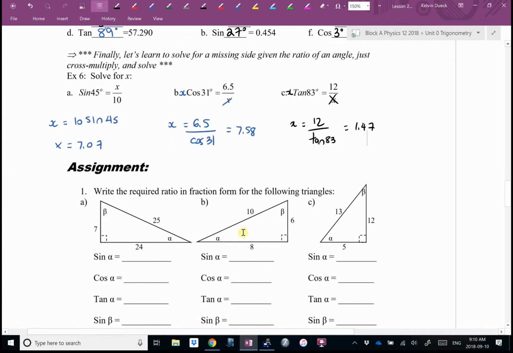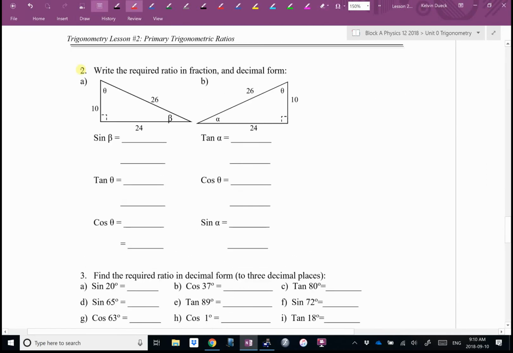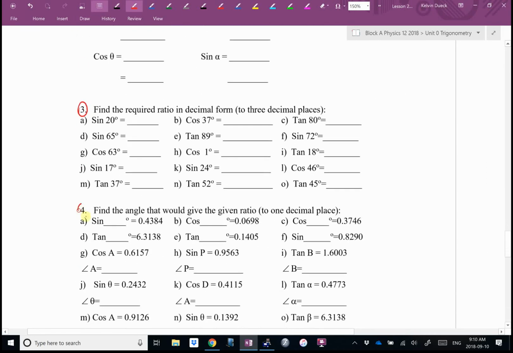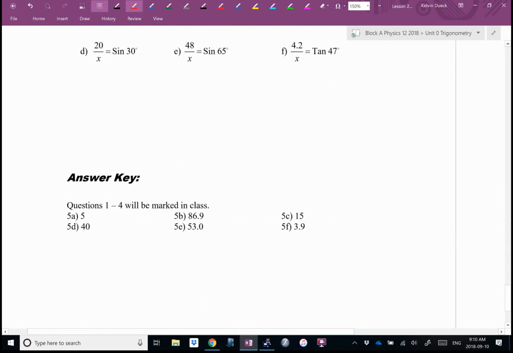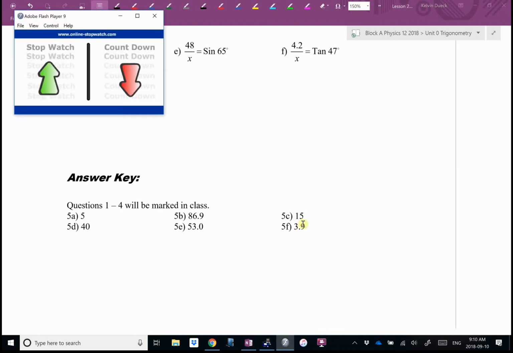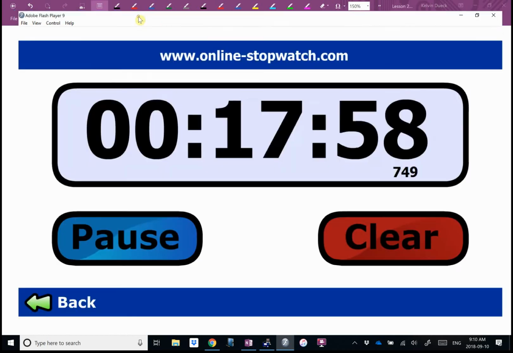What's your homework? Number 1, 2, 3, 4, 5. Yeah, I'm assigning all of it. It says questions 1 to 4 will be marked in class. I'll go over the answers either later on in class today or first thing tomorrow, probably towards the end of class today. So let's do this, Mr. Dueck. I have 9:09. This class ends at 9:35. That's 25 minutes from now, yeah? So let's say 18 minutes from now, I'm going over the answers to 1 to 4.